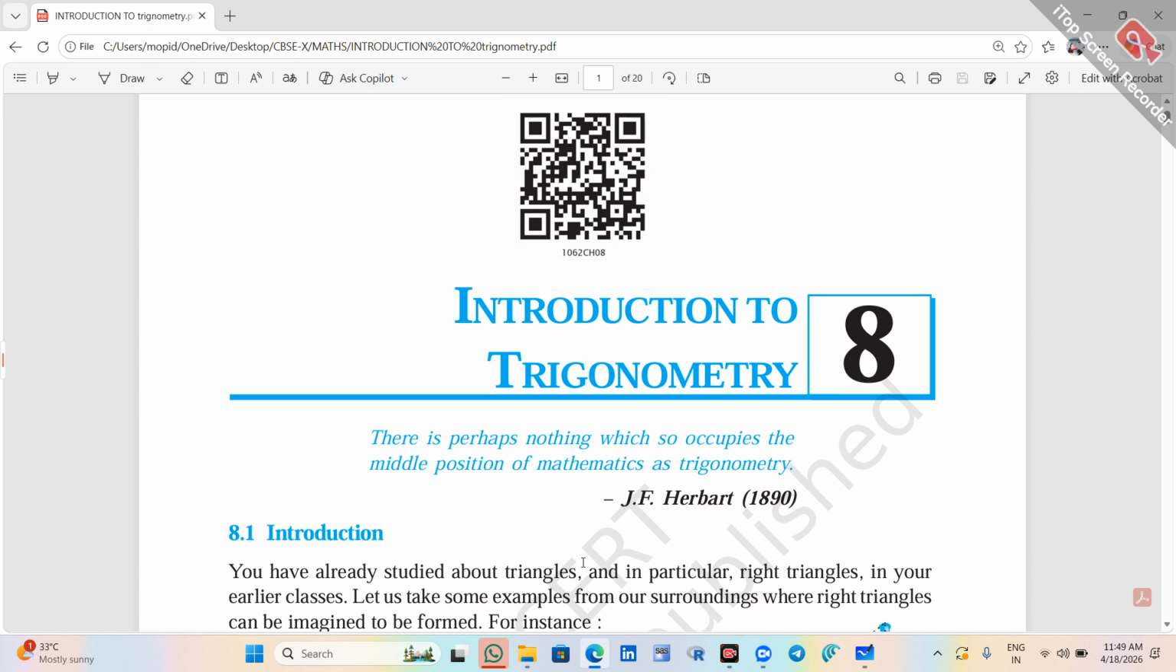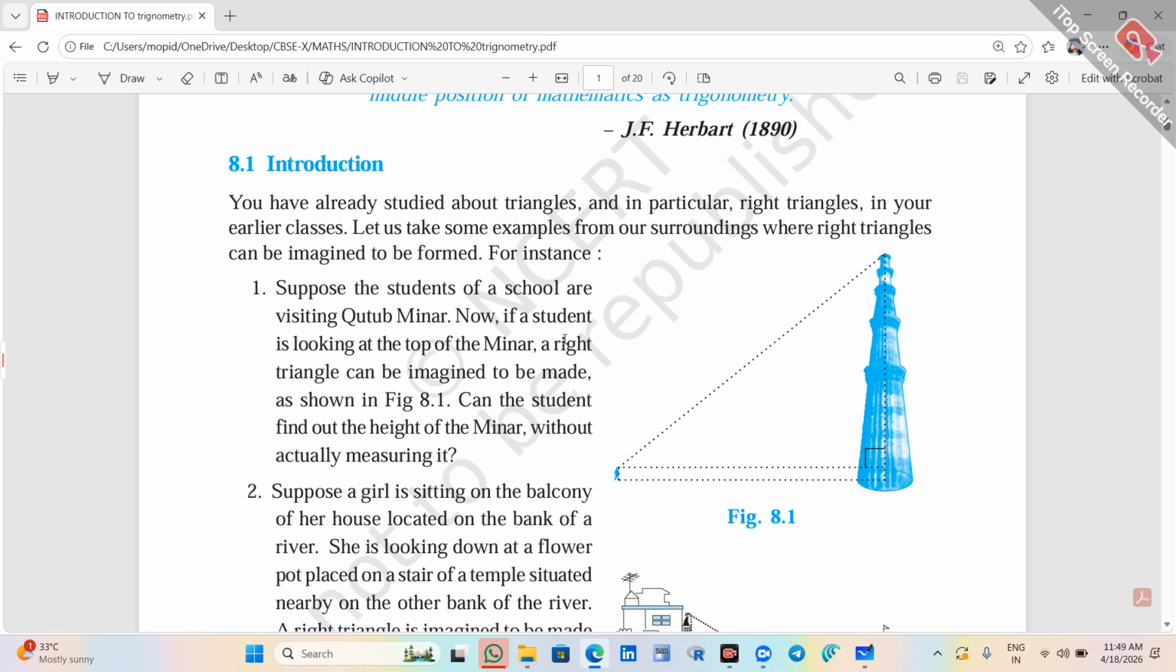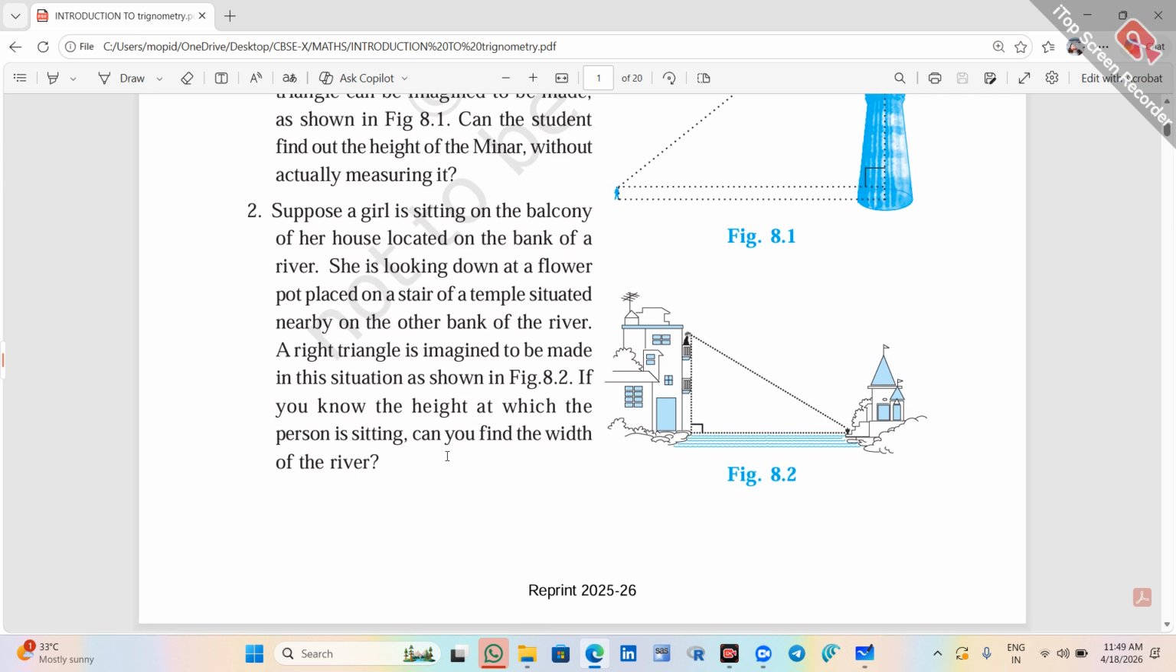See here, introduction to trigonometry. You have already studied about triangles and in particular right triangles in your earlier classes. In earlier classes, from 8th and 9th, we have studied about triangles and also right angle triangles, particularly properties of the triangles, mainly Pythagoras theorem, etc. So let us take some examples from our surroundings where right triangles can be imagined to be formed. See here, in our general life, where we get right angles and triangles. They have given some examples.